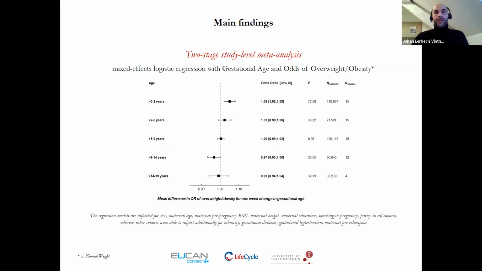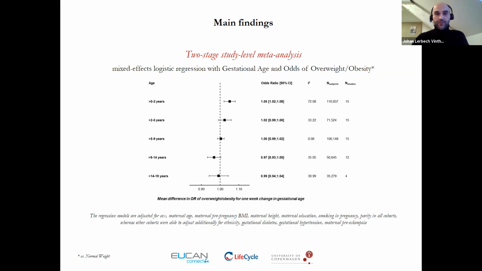Looking at gestational age and odds of overweight obesity, we see quite a similar pattern in the first 2 age periods, whereas in the last 2 periods we see a negative association, meaning that shorter gestational duration is associated with higher odds of being overweight and obese. And you see the confidence intervals as well reach 1.0, and you see to the right that the number of studies and subjects decrease over time. So we have fewer in the latest age periods.